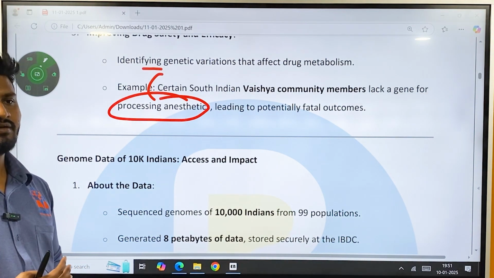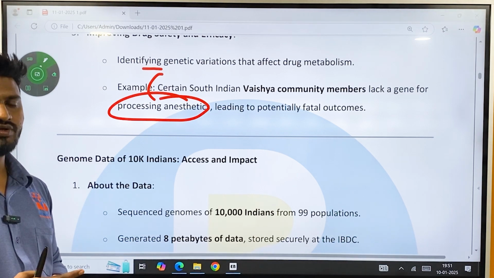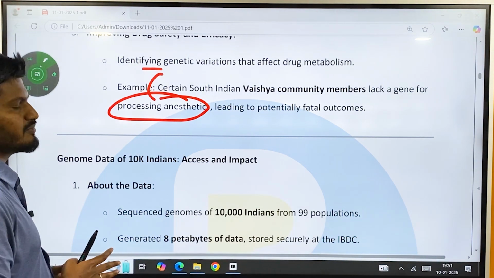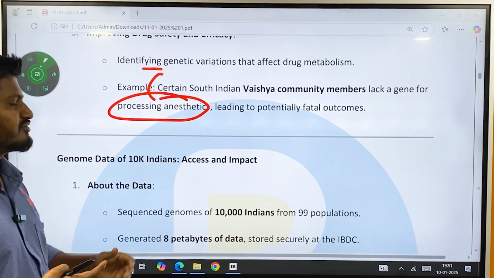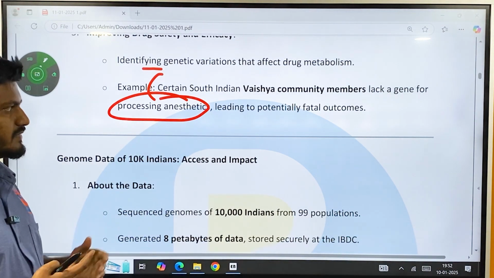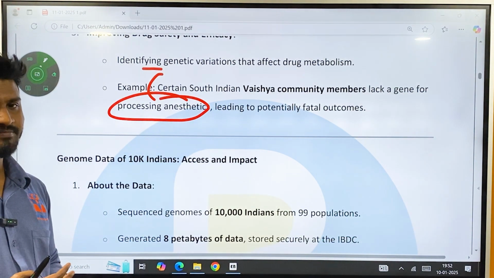Whenever you are induced with anesthetics, it makes you go into deep sleep, and as a result, surgeries can be conducted on your body. Since they lack a gene for processing anesthetics, they face potentially fatal outcomes.